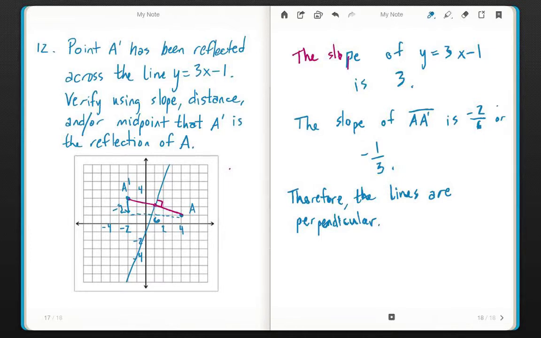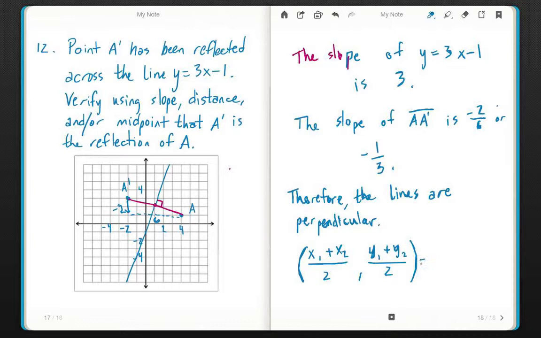Now we just need to prove that this point right here is in fact the midpoint. One way we can do that is to figure out where the midpoint is. A simple way to find the midpoint is something called the midpoint formula. The midpoint formula says take your two x values, add them together, and divide by 2, which is basically averaging those two together. Then take your two y values, add them together, and divide that by 2.